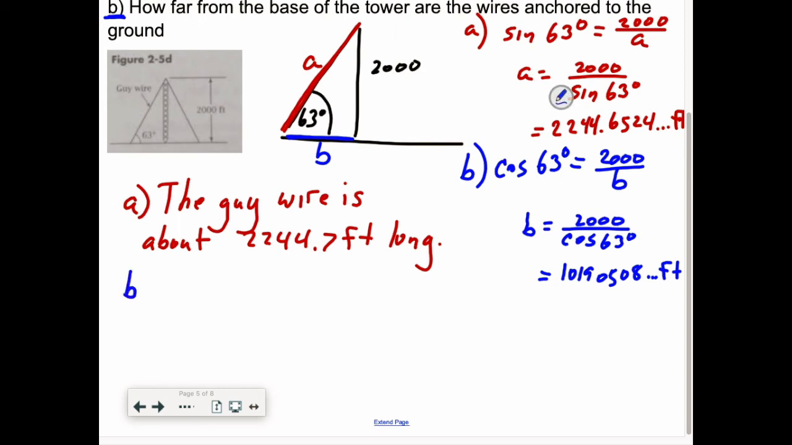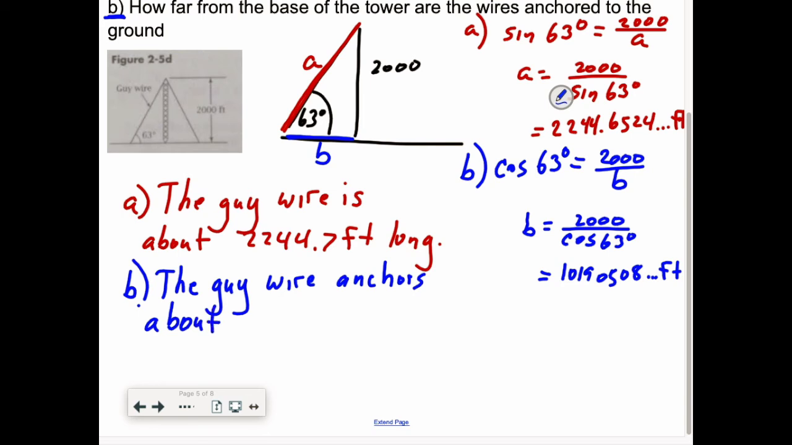And then B, I can say the guy wire anchors about 1,019.1 feet away from the tower. I've answered everything with it. I've checked. I'm good. Let's check out one where we're using our inverse trig functions.